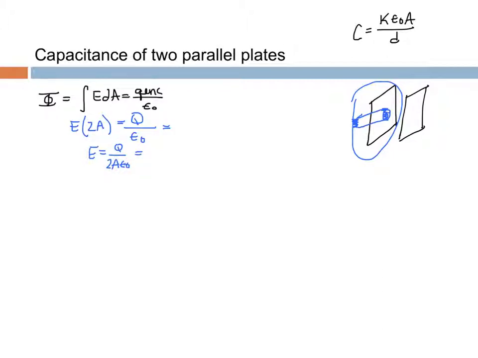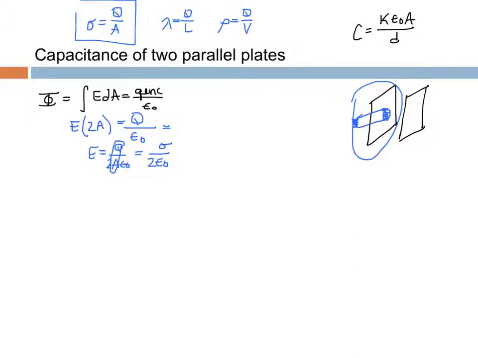Now, there's one symbol that we've seen before but we hadn't used, which is sigma, which is the charge per unit area. Now we've seen lambda, which is charge per unit length. We've seen rho, which is charge per unit volume. But we hadn't talked about sigma yet. Now sigma is charge per unit area. Now here I have a charge per unit area, so I'm going to replace that with a sigma. So this is the electric field for just one of the sheets.